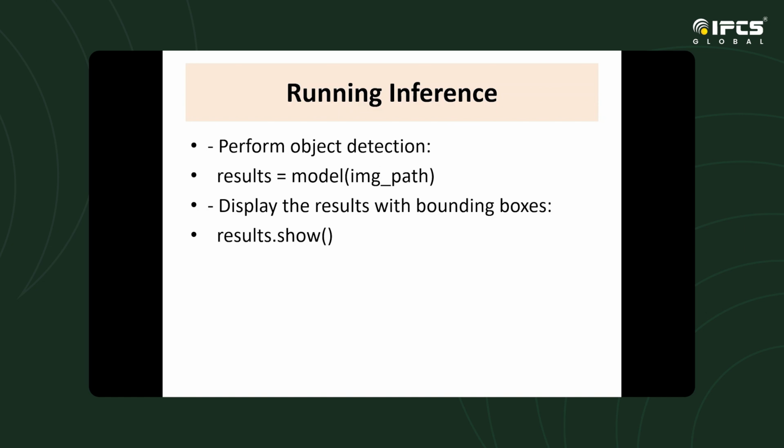The model image path command runs the YOLOv11 model on the input images and performs the object detection. The model will output detected objects including their locations and confidence scores.